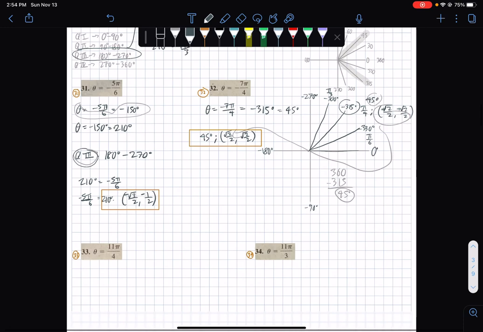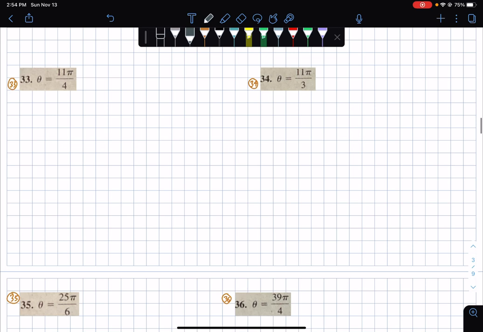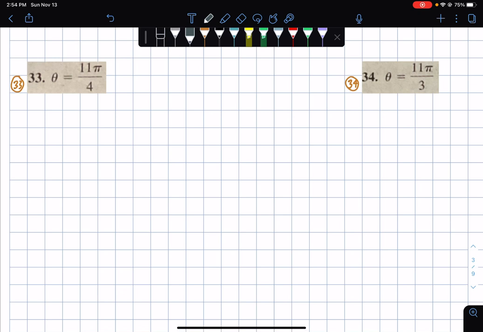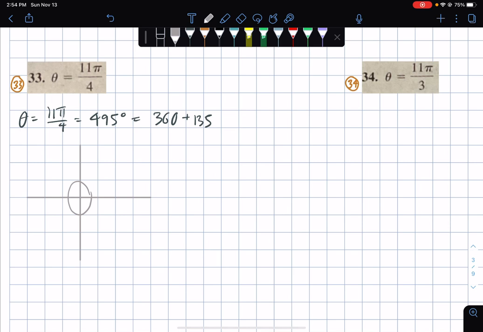Alright, that's number 32. Let's move on to 33. So 11 pi over 4. If you convert 11 pi over 4 in degrees, it's actually 495 degrees. If you dissect it, it's 360 plus 135. So we want to visualize that in a Cartesian plane. After one revolution, which is 360 degrees, and then 135 degrees, so this is 90. So 360 plus 90, what we have is 450.